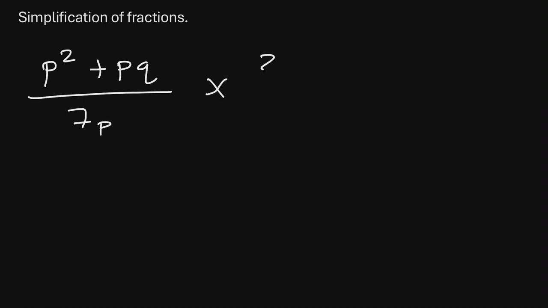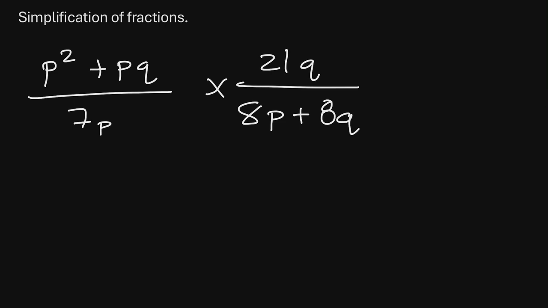How to simplify fractions that have multiplication and division in between. Let's say, for example, we have (p squared plus pq) all divided by 7p, multiplied by 21q all divided by (8p plus 8q). So the very same principle is going to be applied.